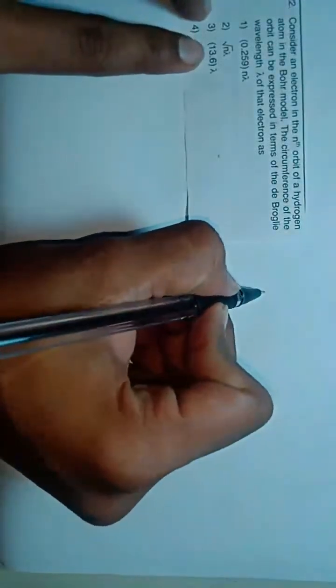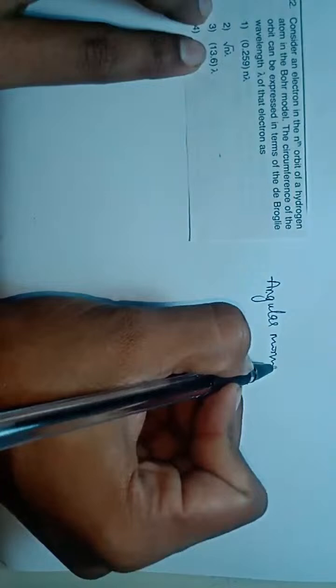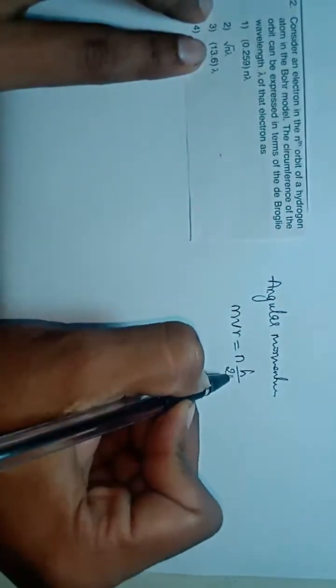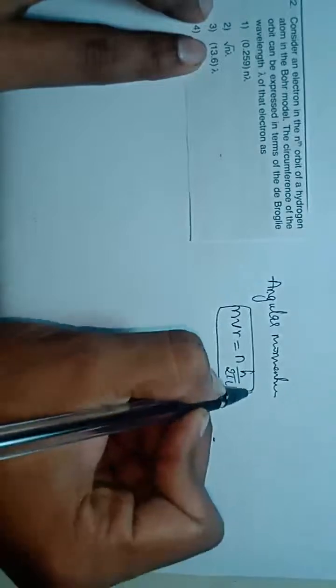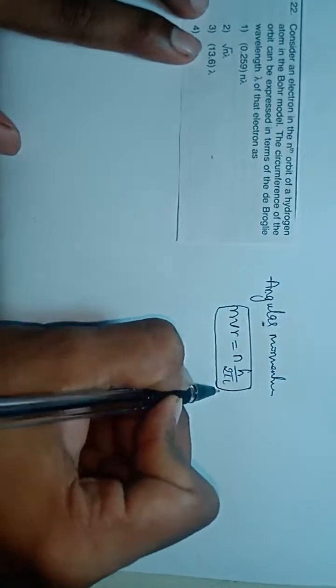When the electron revolves in the orbit, it will have some angular momentum, and this angular momentum relation is given by Bohr's theory. So according to Bohr's theory, the angular momentum mvr is given by nh by 2 pi. This is the theory given by Bohr for the angular momentum.